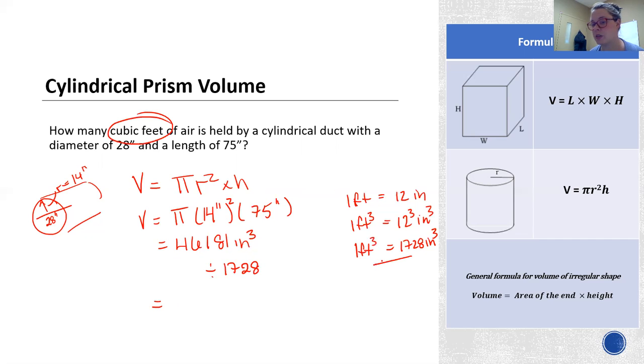But we know we're going in this direction, so it has to be a division problem. And in order to get our answer, plugging that into our calculator, we get 26.7 cubic feet. Okay. So we can have a note here if you want to add a note: height can also be thought of as length.